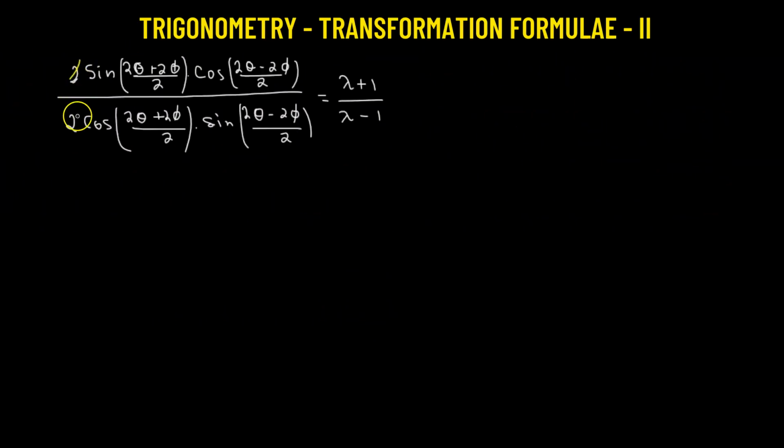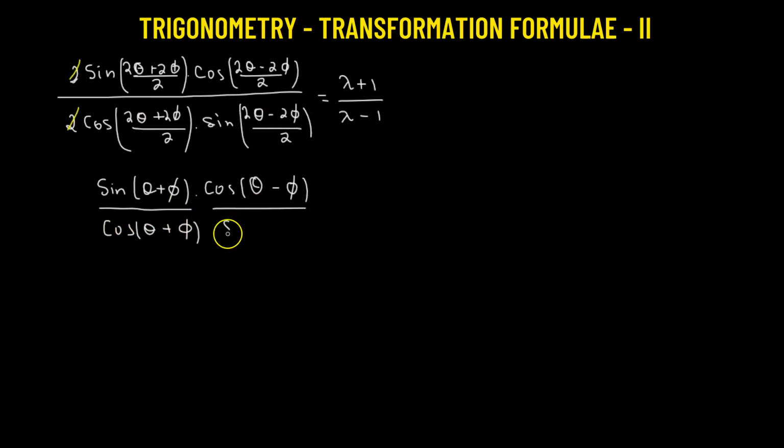Now we can factor out 2 from the numerator and the denominator. This gives us sine of 2 theta plus 2 phi over 2, and factoring out 2 leaves us with theta plus phi, multiplied by cosine of theta minus phi, whole divided by cosine of theta plus phi multiplied by sine of theta minus phi in the denominator. This will equal lambda plus 1 over lambda minus 1.